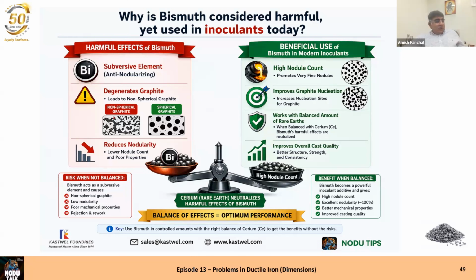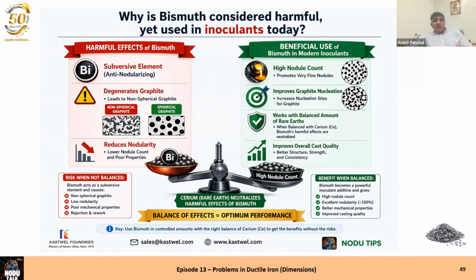Meanwhile, what we are trying to do is, during our past Nodutalks and other discussions with the foundries, they have come up with some problems, like why bismuth is considered harmful and yet it is used in inoculant today. So this was one of the questions we came across during our Nodutalk regarding the chemistry of ductile iron. So we have tried to present again what Mr. Hendrieckx and Dr. Basutkar have answered. We have tried to convert it into a graphical presentation.